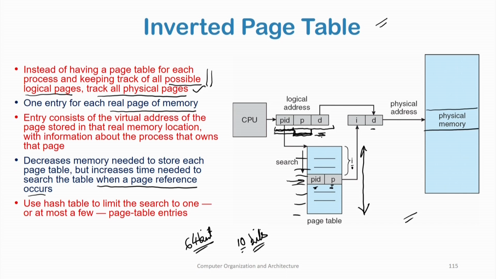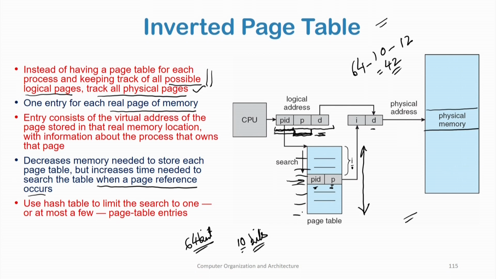So, if I have a 64 bit system, a 64 bit logical address, I still have 64 minus 10 minus 12, which is equal to 42 bits for my virtual address, which is very huge. So, no problem with the virtual address space that I have. So, now what will I have? Given this PID and P, I will search this page table. I will search the entire page table.